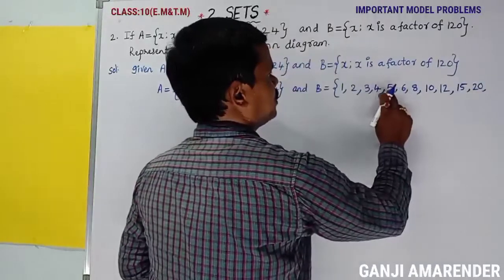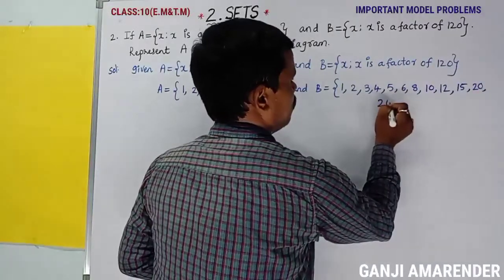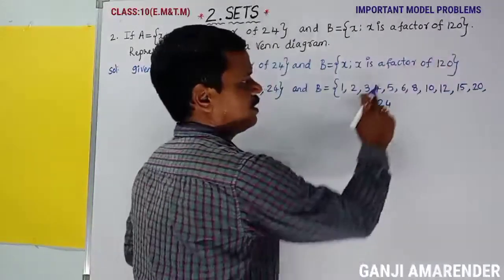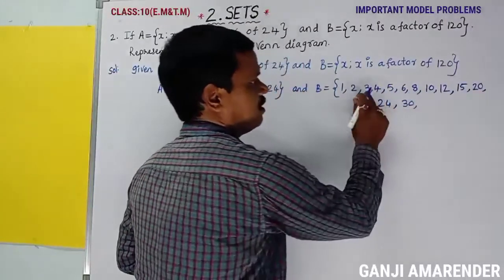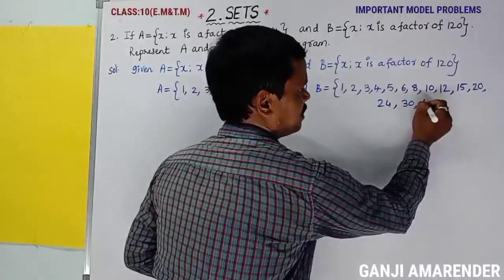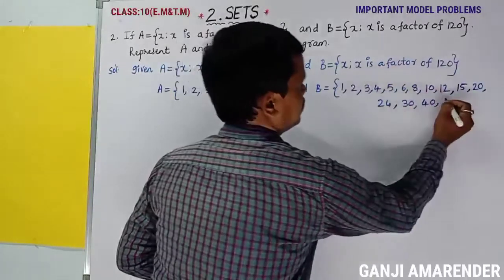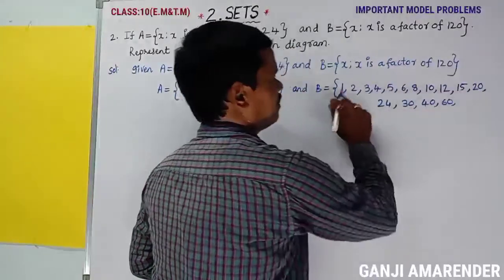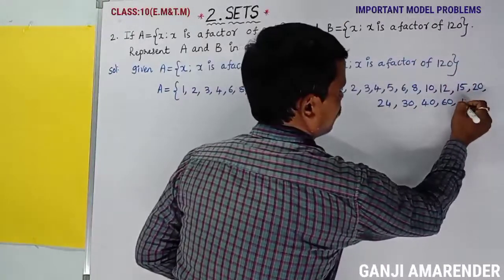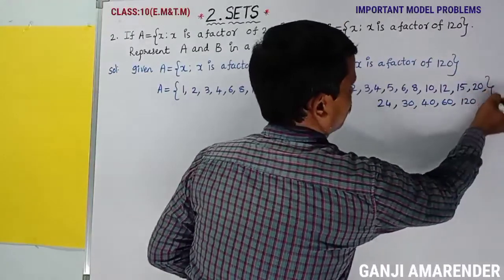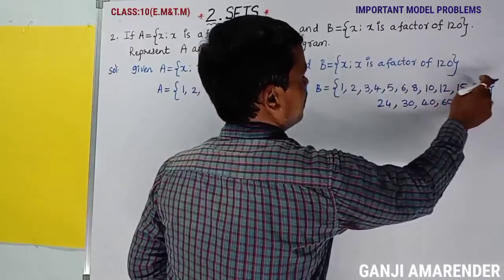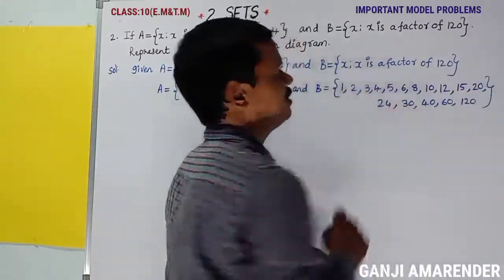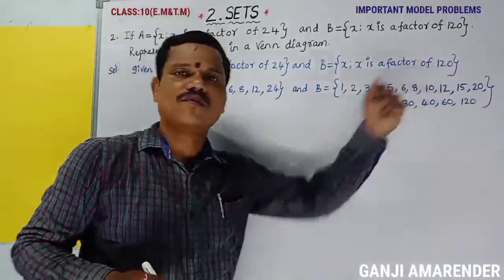20. Next, 24 5s are 120. Next, 34s, 30 is a factor. Next, 43s, 40 is a factor. Next, 60 is a factor. 1 into 120, so 120. Here: 1 2 3 4 5 6 7 8 9 10 11 12 13 14 15 16. These are all factors of 120.